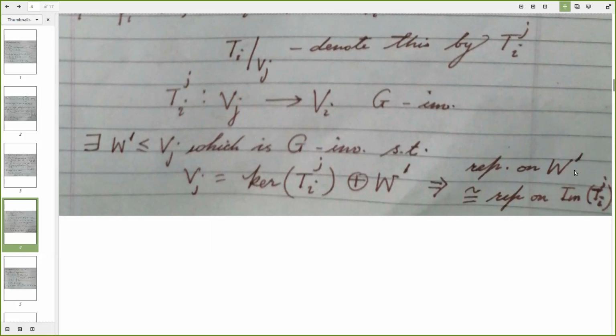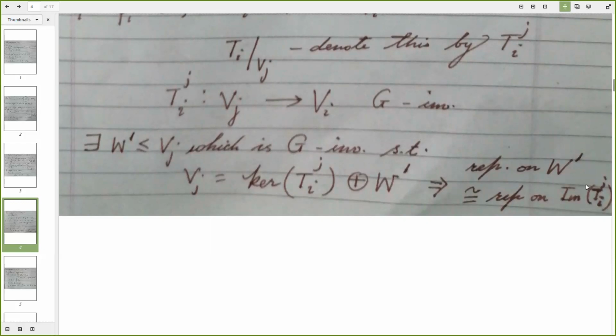But since in addition we have the map to be G-invariant, both the kernel and image will also be G-invariant, and the kernel admits a G-invariant complement. So from all these we get that from W prime to the image, you have an isomorphism which is also G-invariant. That gives that the representation on W prime is isomorphic to the representation on the image.